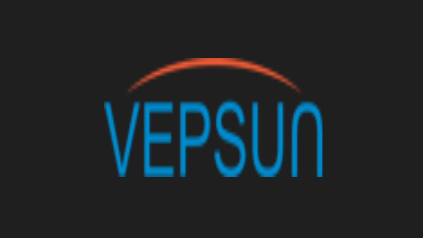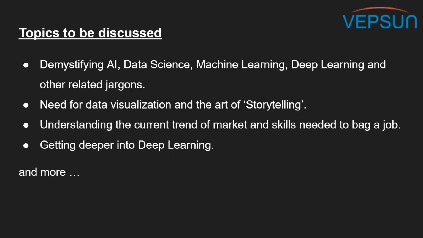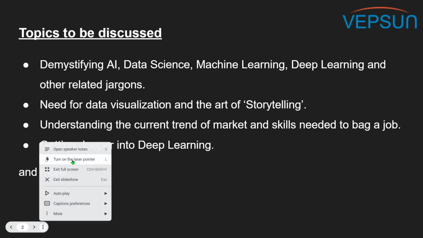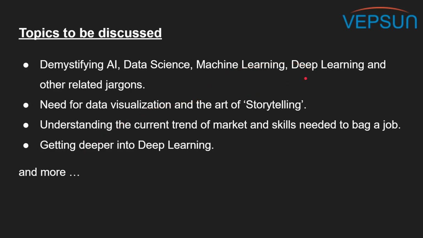So in today's session, we are primarily going to target this and understand how these things are going to impact our present as well as our near future. We'll be talking about what AI is, how it is different from data science and machine learning, how deep learning is associated with all these things, and other related jargon.